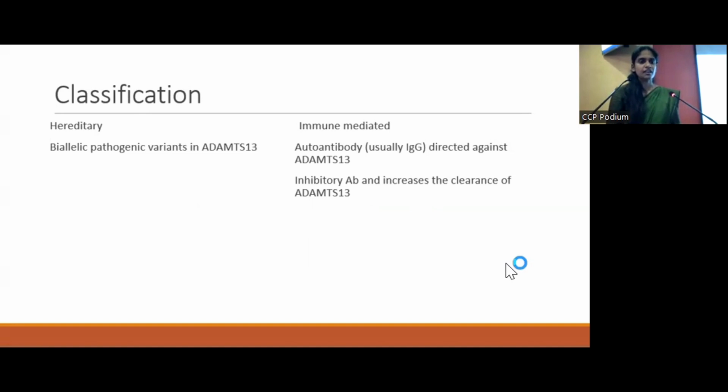the gene coding ADAMTS13 can undergo genetic mutations and cause hereditary TTP, or it can be immune mediated. So usually an IgG autoantibody directed against ADAMTS13, and it is an inhibitory antibody, and also it increases the clearance of ADAMTS13, which causes qualitative and quantitative deficiency.